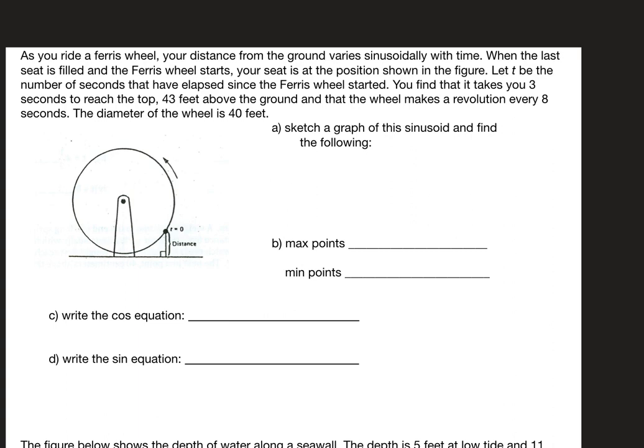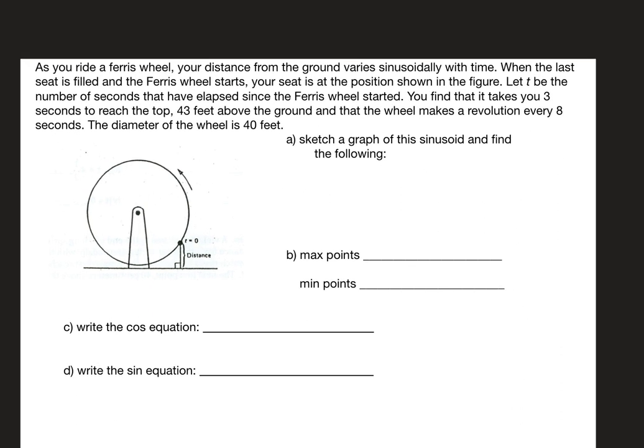But it says all the information is in the top there. It says that the last seat is filled, the Ferris wheel starts, and your seat position is shown in the figure. So this is technically where that starts. Then it says that t is the number of seconds that have elapsed since the Ferris wheel started. You'll find it takes you 3 seconds to reach the top. So the t from here to here is 3 seconds. And 43 feet above the ground is the highest point, so your max is 43.